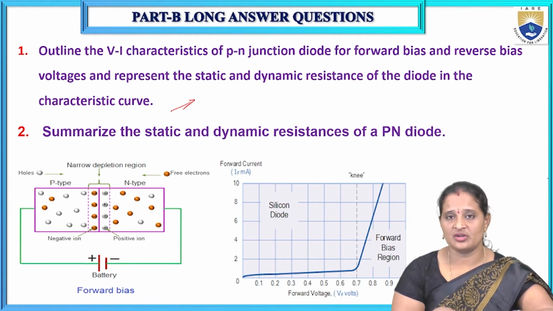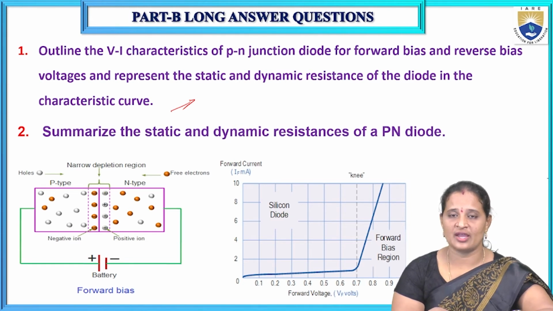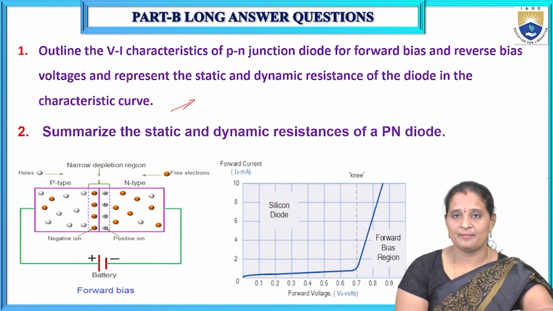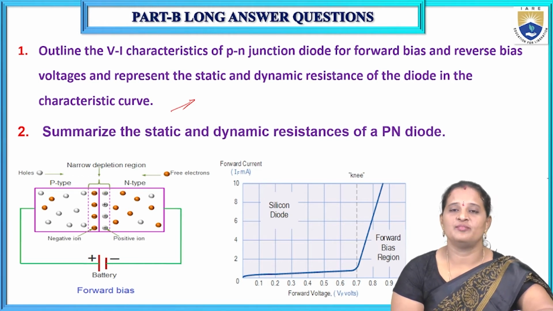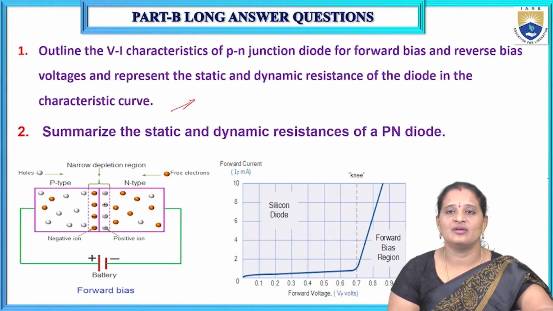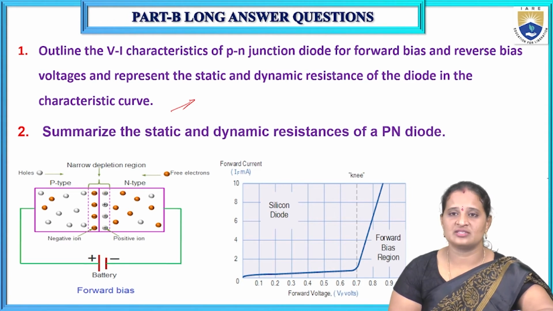Explain its operation, how the charge carriers are moving depending on the voltage applied to the diode, how the current is flowing, and what the direction of current flow is. Just mention a few points regarding the operation of the PN junction diode under forward bias condition, and then plot the graph between the input voltage and the input current, that is nothing but the VI characteristics, the VI characteristic curve under forward bias condition.